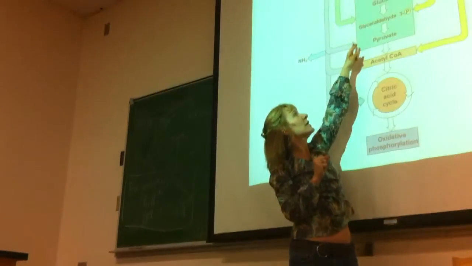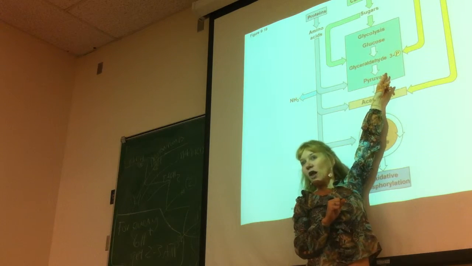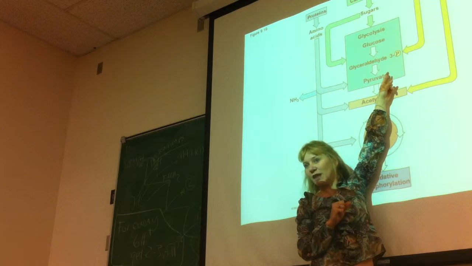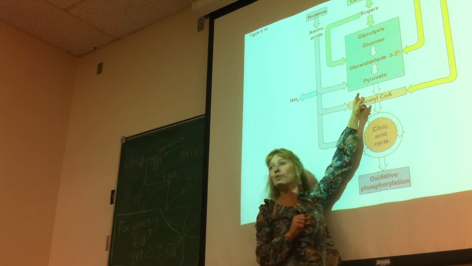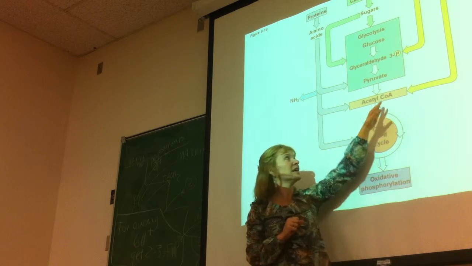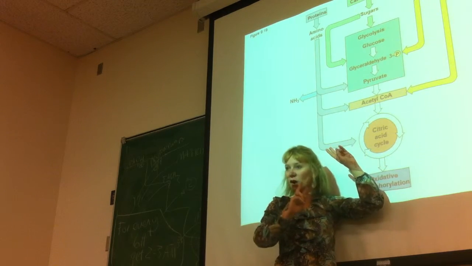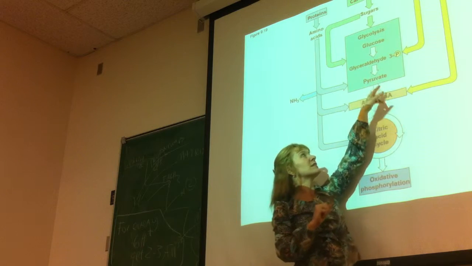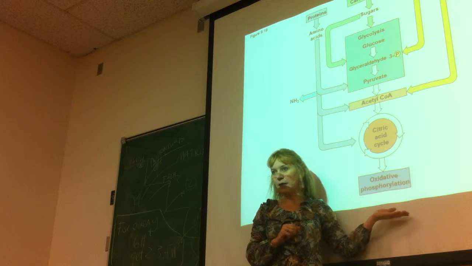Our glycerol is going to enter the system into glycolysis. It enters into one of the steps of glycolysis. Our fatty acids actually enter the system when we convert pyruvate into acetyl coenzyme A. So they don't enter at the beginning because they're not glucose, but they enter at different steps, and then they are used to go through and make ATP.